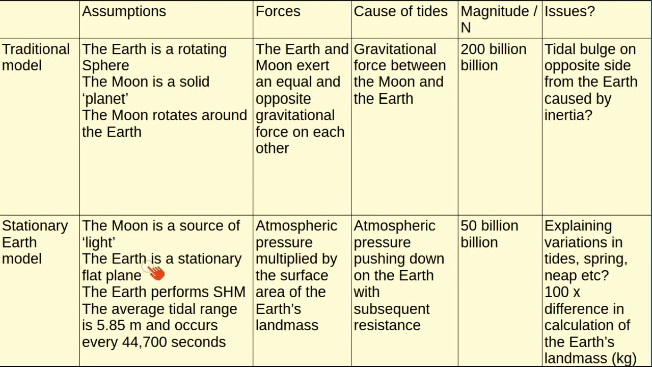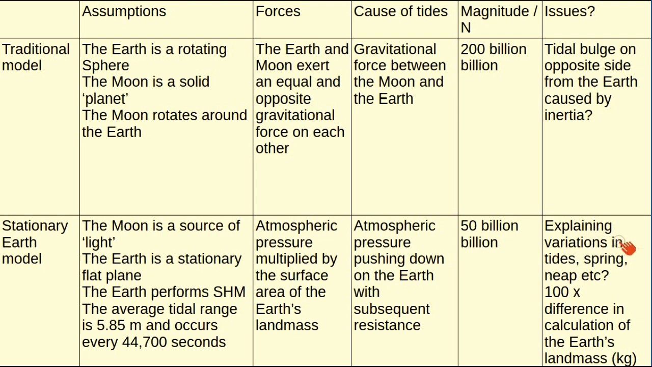The Earth is a stationary plane. The Earth performs simple harmonic motion, average range 5.85 meters every 44,700 seconds. The atmospheric pressure multiplied by the surface area of the landmass causes a force. The cause of tides is the atmospheric pressure pushing down, and you get the resistance coming back up. It's about a quarter of the magnitude of the force.